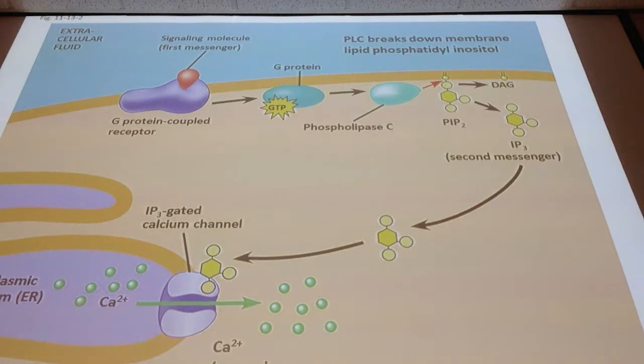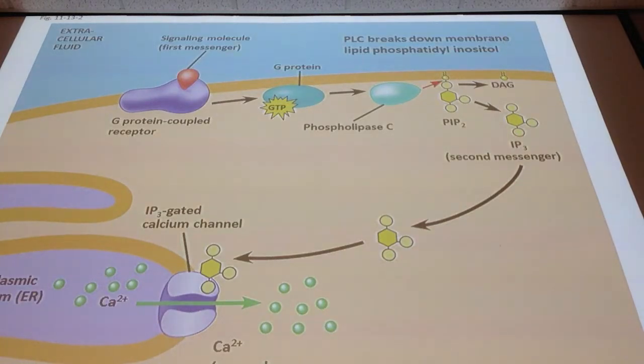Here's what happens: all the way up until the G protein is the same, right? So signal binding and activating a receptor, which in turn activates a G protein, and activating a G protein means the exchange of a GDP for GTP. I don't need to say that anymore, right? And the G protein, depending on the G protein, can activate another effector enzyme, and in this case it's phospholipase C.